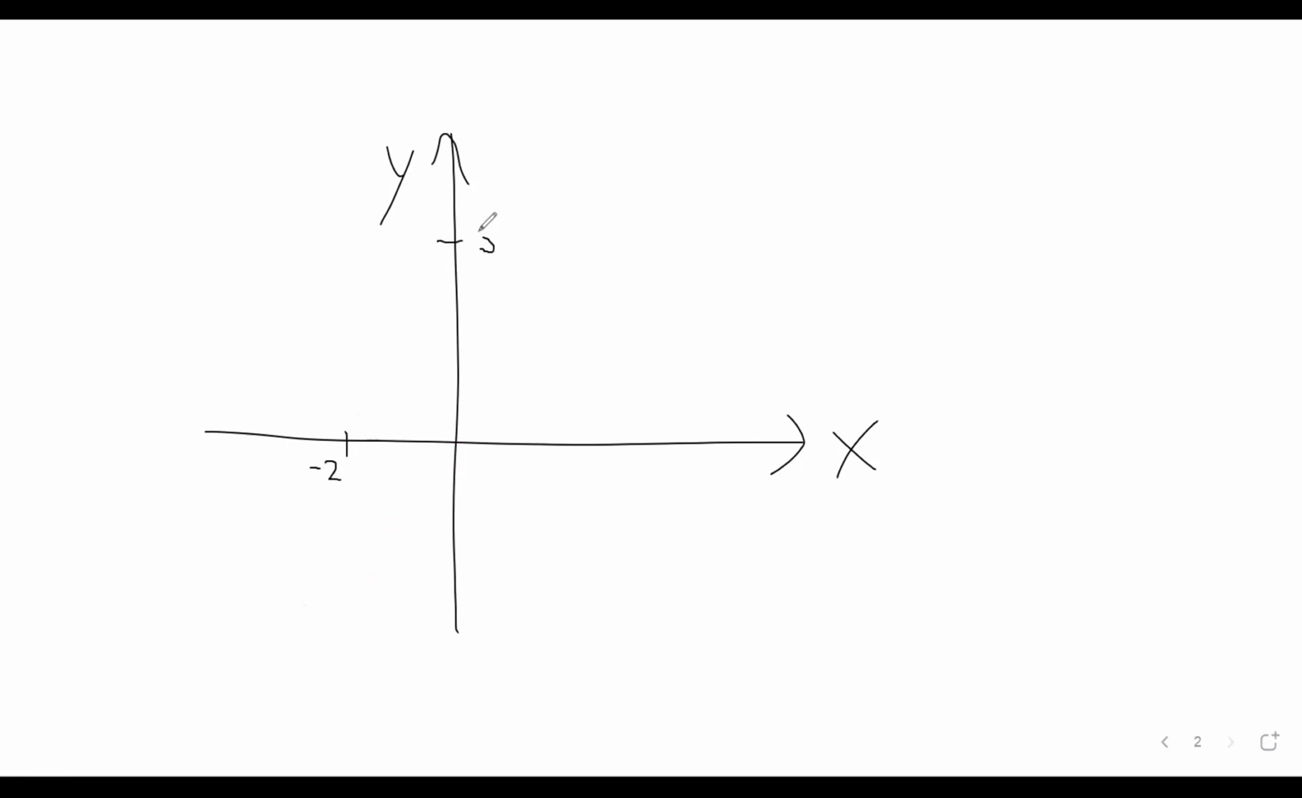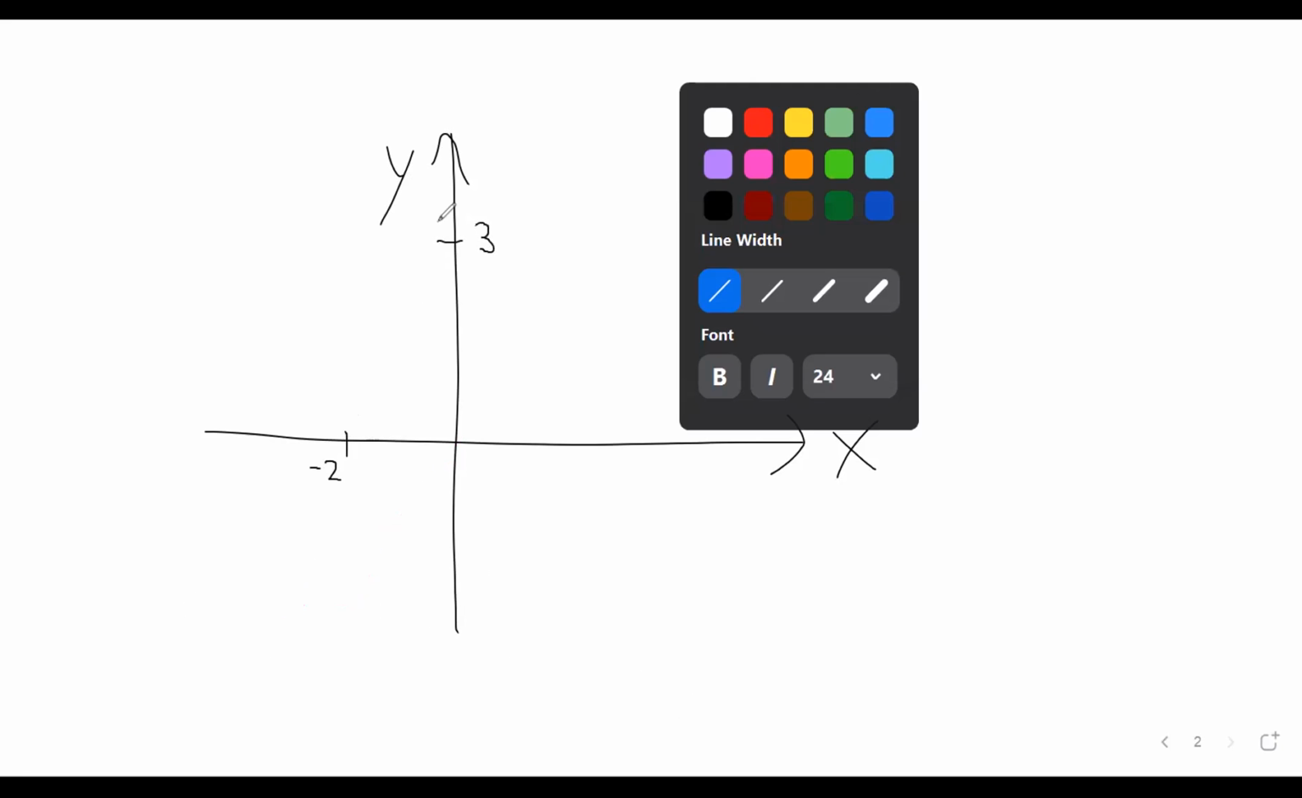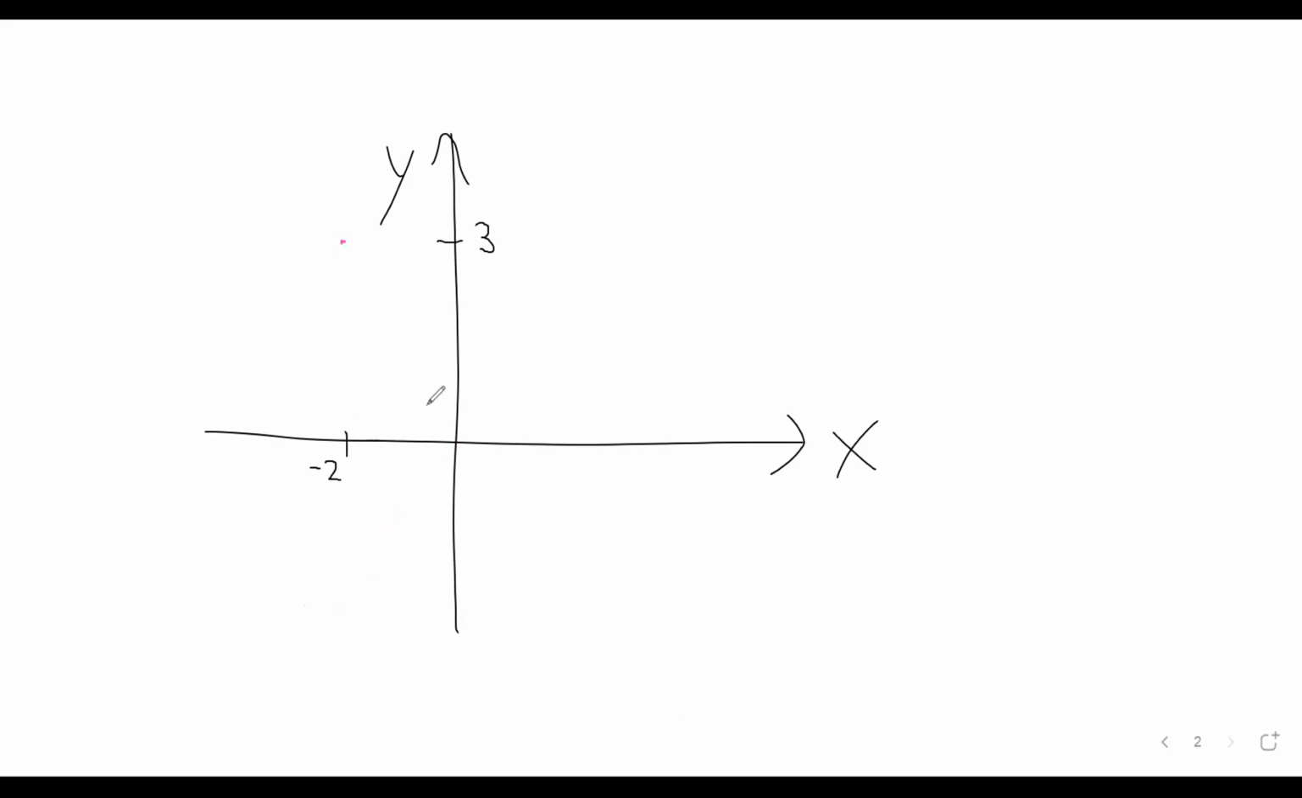Okay, so we're up here. (-2, 3) is there. And now you have that vector there. So that's the vector (-2, 3).